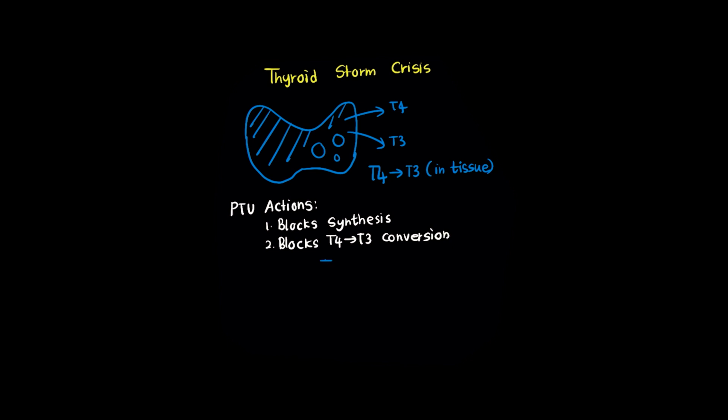This peripheral blocking action is crucial in thyroid storm because it rapidly reduces the amount of active T3 in circulation. While methimazole only blocks synthesis, propylthiouracil provides this additional benefit during crisis management. The correct answer is propylthiouracil because it's the only antithyroid drug that both inhibits hormone synthesis and blocks peripheral T4 to T3 conversion.